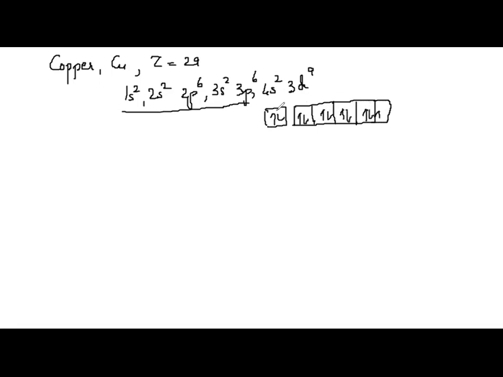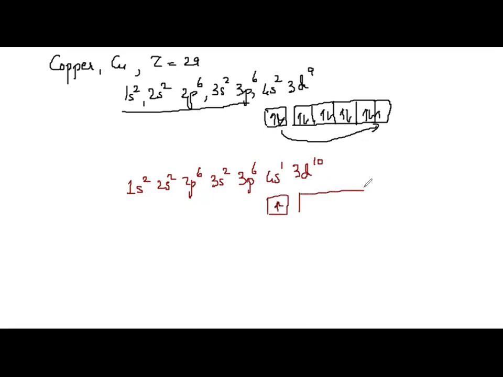And we know that there is extra stability for completely filled and half filled orbitals. Therefore, the electron shifts from here to here. So the configuration comes out to 1s2, 2s2, 2p6, 3s2, 3p6, 4s1, 3d10. Yes, 4s1 and 3d10.